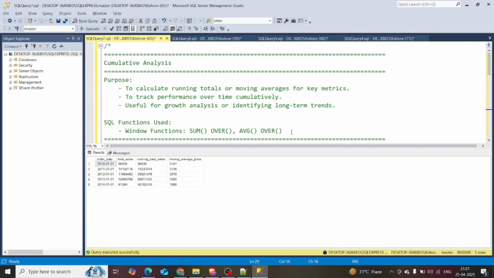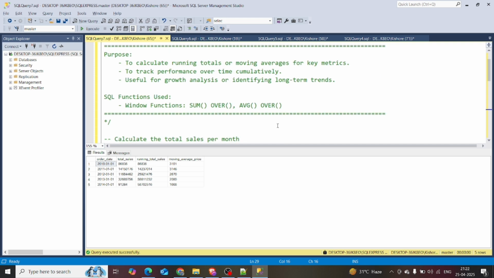In the previous session, we discussed the change over time analysis. In this session, we are discussing cumulative analysis. The purpose of this section is to calculate running totals or moving averages for key metrics to track performance over time cumulatively. Cumulative analysis is useful for growth analysis or identifying long-term trends. We are using the SQL function SUM OVER, which is a window function, and the AVERAGE function, which is also a window function.